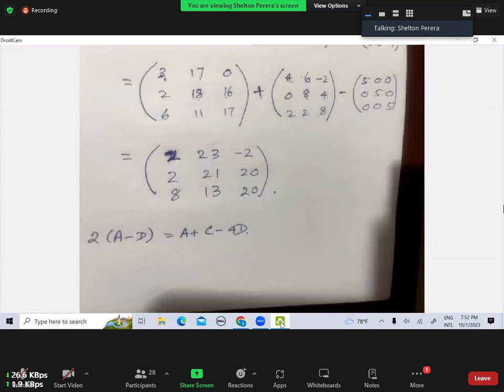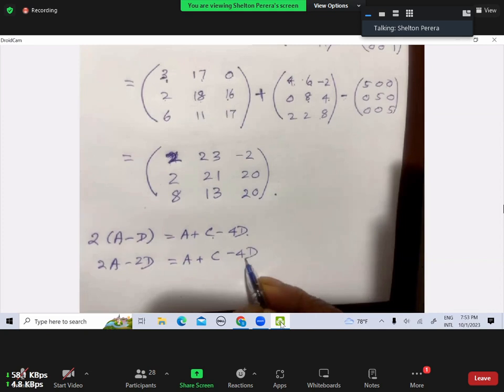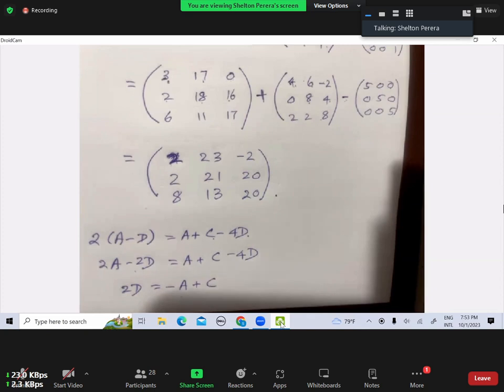What are the things you know? You know A, you know C, just found. So simplify this first. 2A minus 2D equals A plus C minus 4D. Take this 2D to this side. It becomes 4D minus 2D, so that is 2D. Take this 2A to the other side: negative 2A plus A, negative A plus C. So you can find 2D easily.